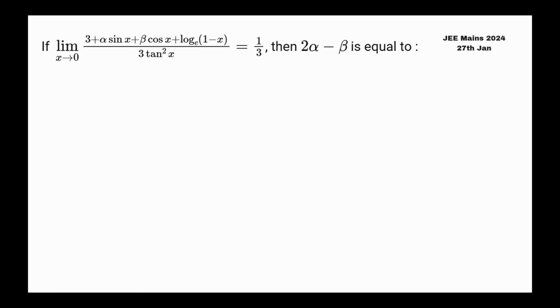If the limit is 1 by 3, then we simply have to find out the value of alpha and beta. So a very easy question. You can see we have sin x, cos x, and ln 1 by 1 minus x on top. So what we can do is simply expand these three equations and then look out for our answer.